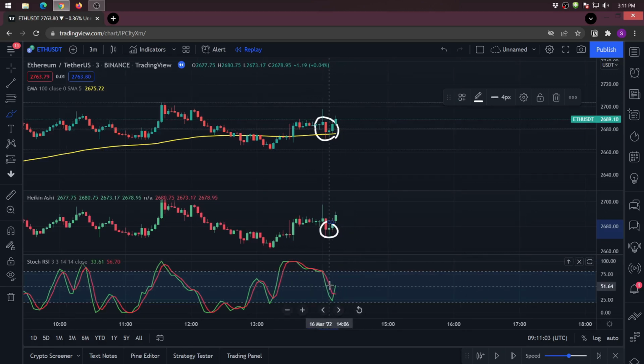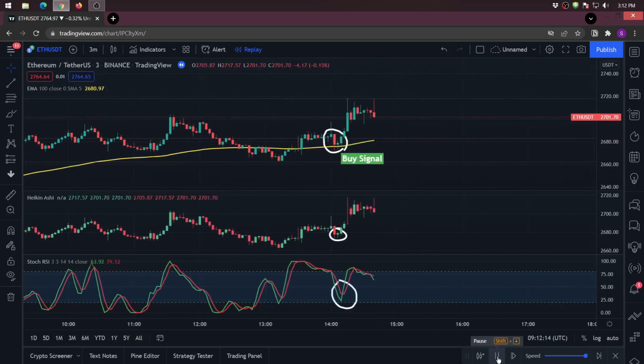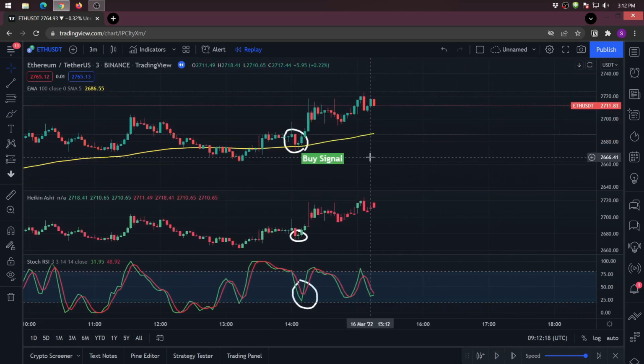So you can see the crossover has happened. So we get 3 confirmations. So this is a strong buy signal. If I see the price is going up. Let's go with another example.